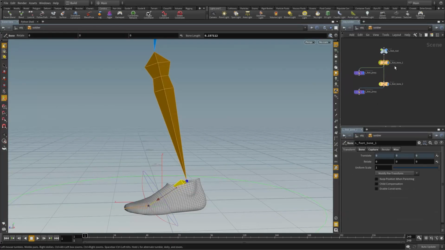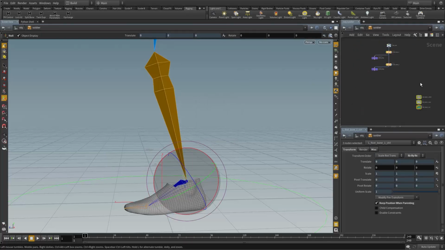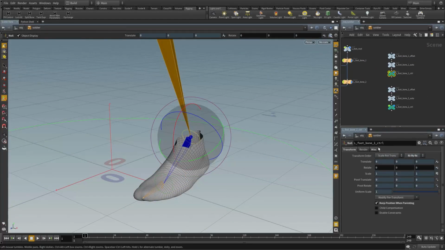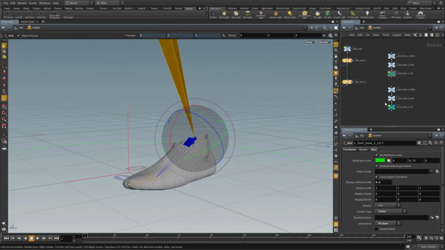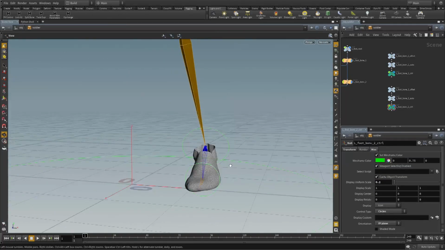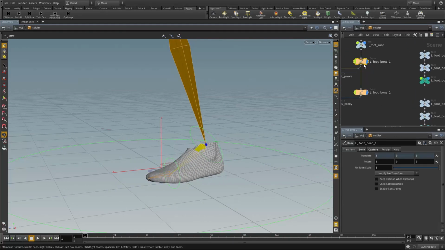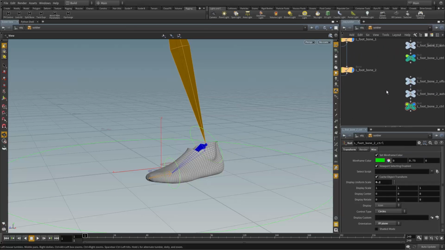So select my foot bone, control click on our FK control, left foot bone 1, that's fine. Select foot bone 2, control click on our FK control, resize our control objects, make this one a little bit bigger. That should be good. And then as we did before, I'm going to constrain the rotation of the foot bone to the foot control, foot bone 2 to the toe control.